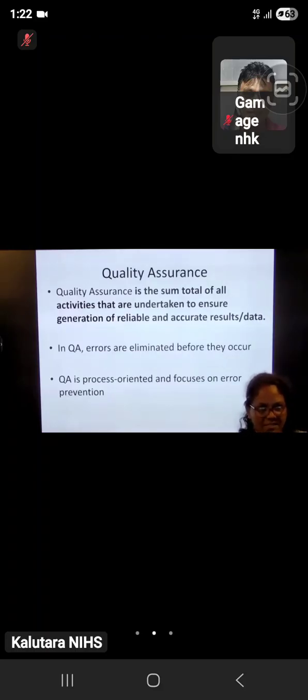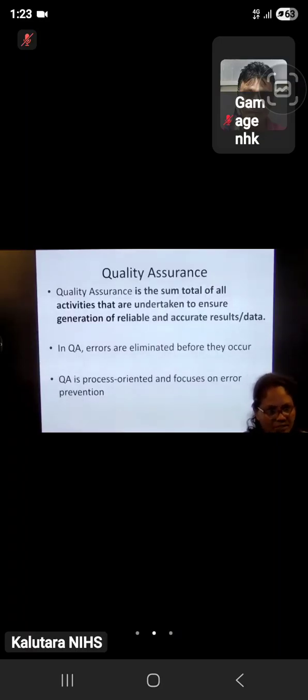Quality assurance is the sum total of all activities that are undertaken to ensure generation of reliable and accurate results. Is that clear to you? Now you don't have to learn it by heart if it is asked what is quality assurance. These are the activities. Now we discuss some activities. So this is quality assurance.